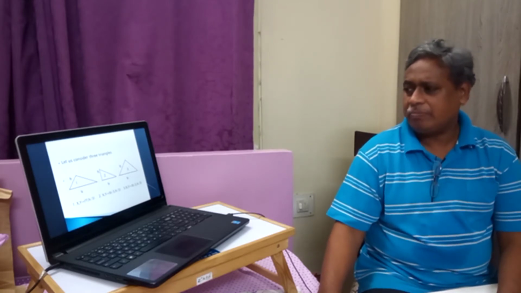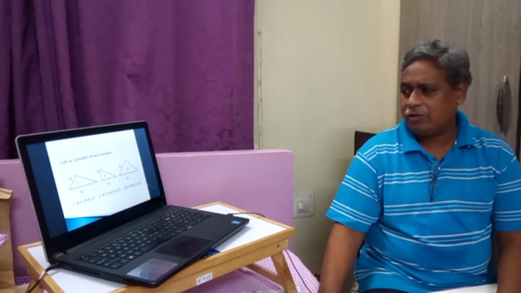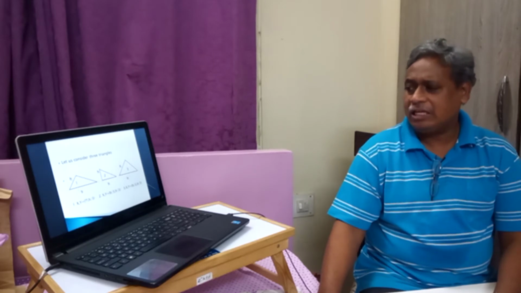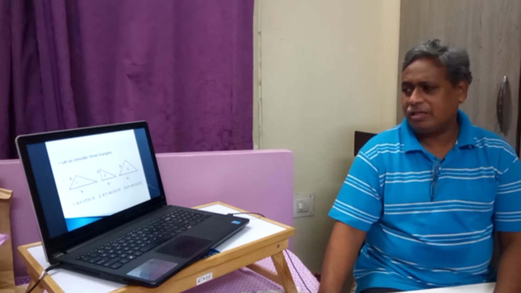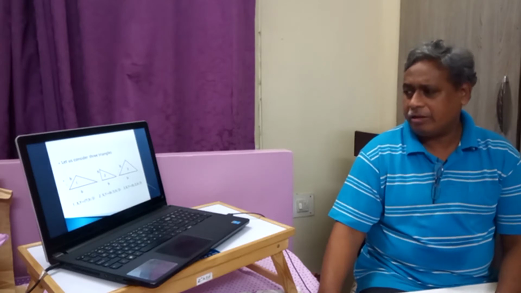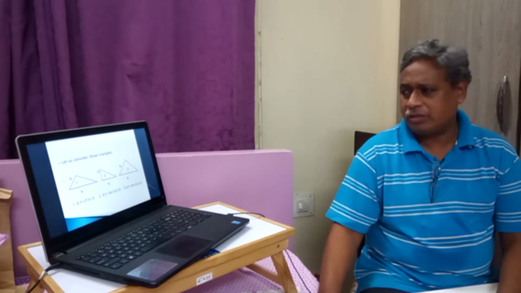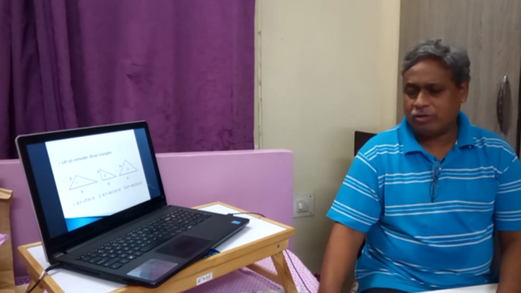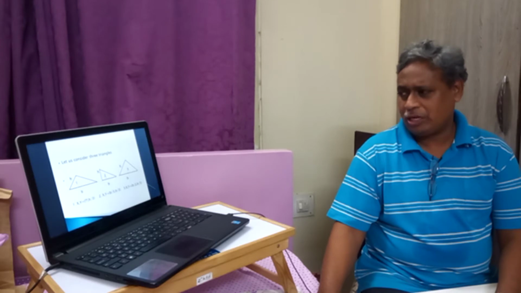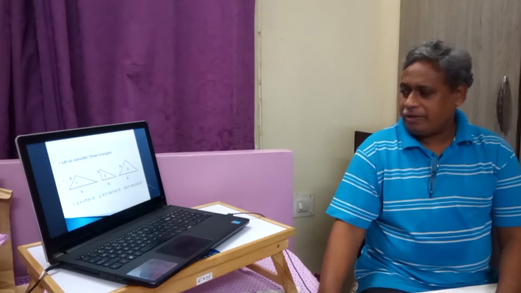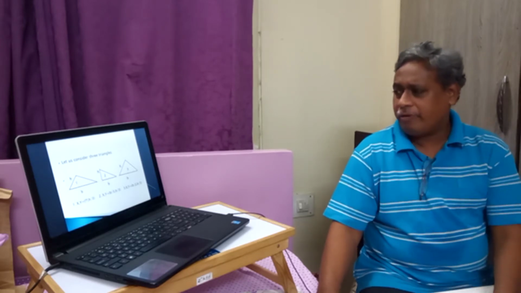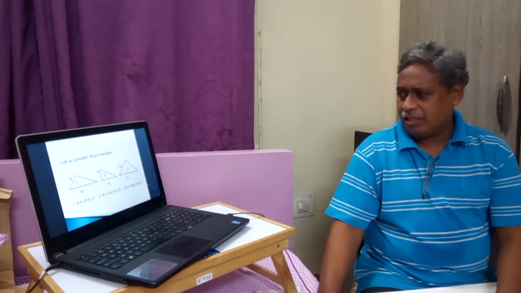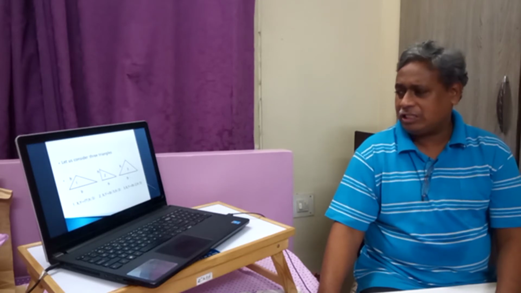Here is some irregular triangle which has base b and height h. In that case, y is h by 3 because the axis will be parallel to b. Similarly, in the second case, b and h are perpendicular to each other. Therefore, there are two axes which are perpendicular, so we can find out x is equal to b by 3 and y is equal to h by 3.